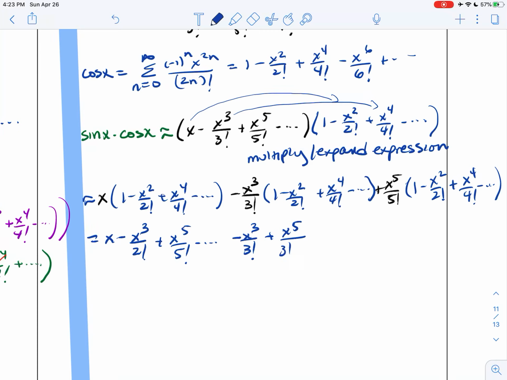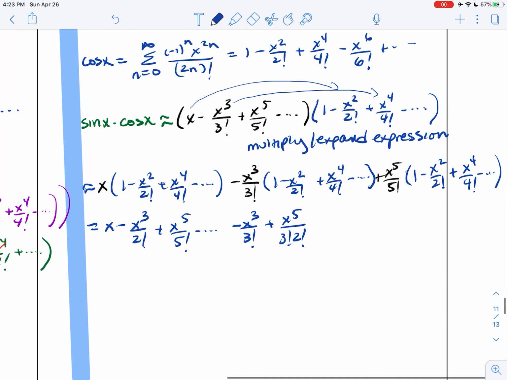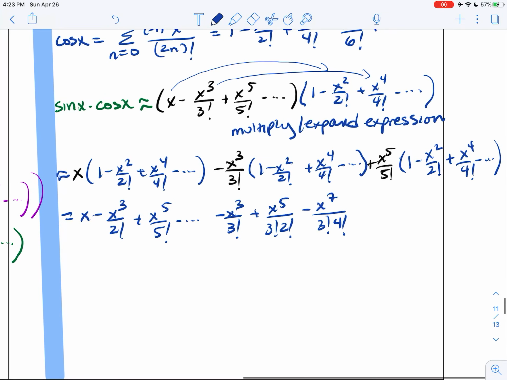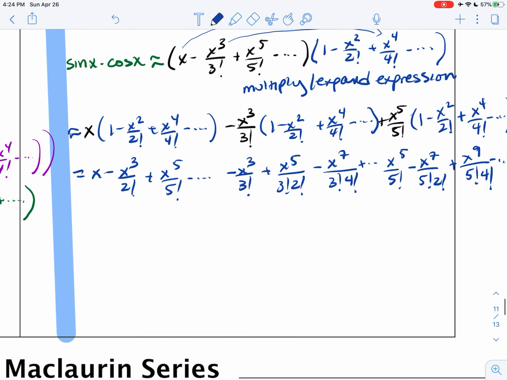And then I have minus x cubed over 3 factorial plus x to the 5th over 3 factorial times 2 factorial, minus x to the 7th over 3 factorial, 4 factorial, and then I have in that last one plus minus dot dot dot. And then I have here x to the 5th over 5 factorial, minus times a plus is a minus, x to the 7th over 5 factorial, 2 factorial, and we have plus x to the 9th over 5 factorial, 4 factorial. Good? Plus, minus dot dot dot.